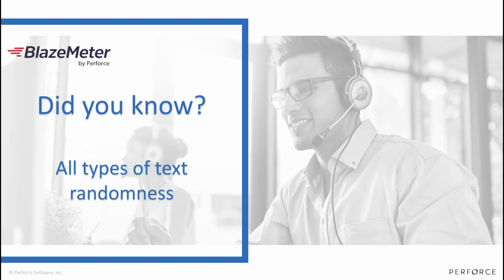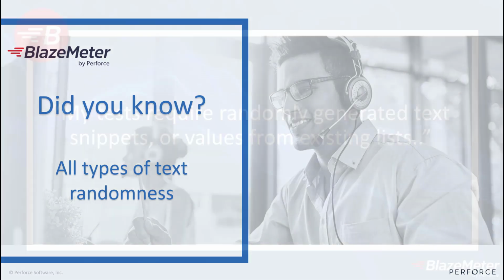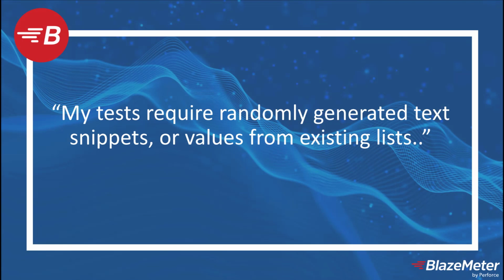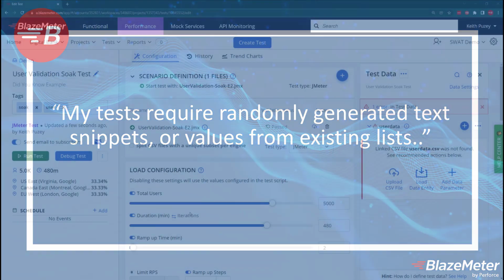We're going to look at how we can use BlazeMeter's test data generation features to generate random data. And this data can be used in many ways. It may be used in your testing, it may be used in your mock services. And we have various ways of creating not just strings of data, but sentences and paragraphs.